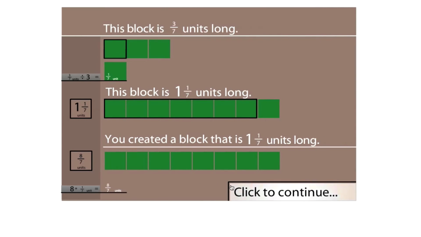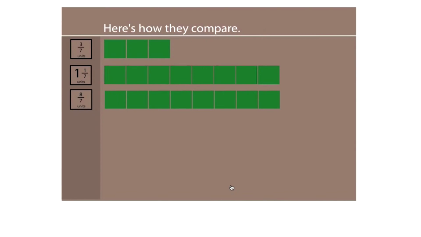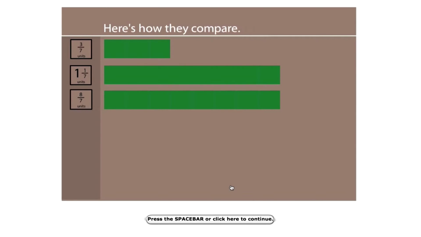Students gain fluency by moving between proper and improper fractions, multiple integers, and mixed numbers. They also learn to relate equivalent fractions with different denominators.